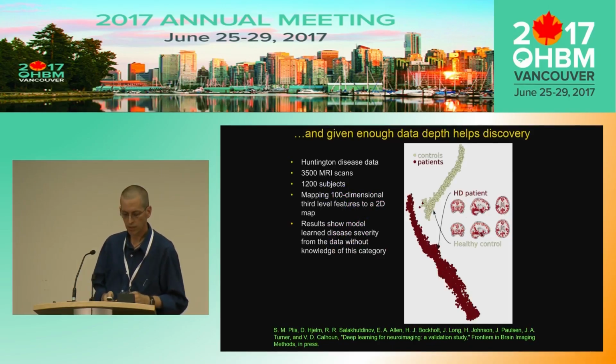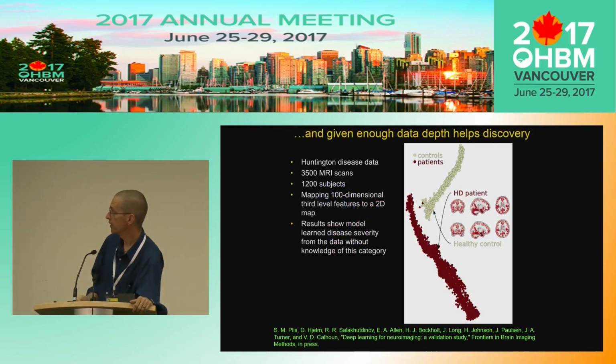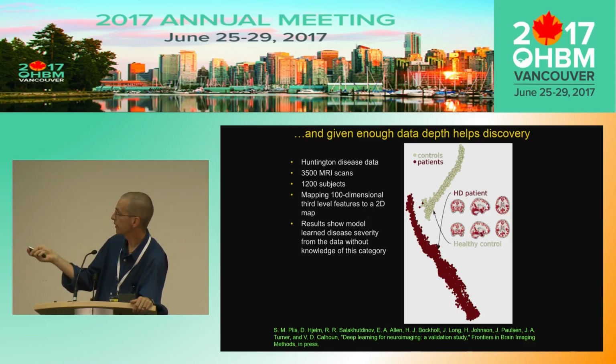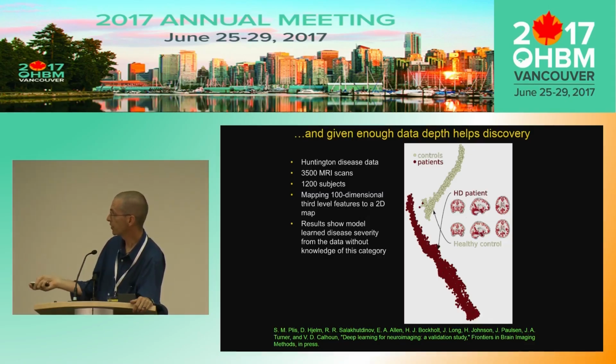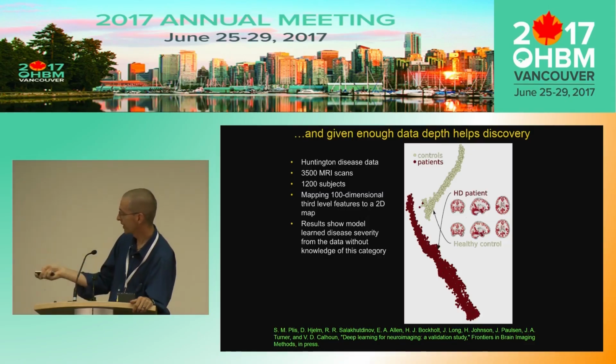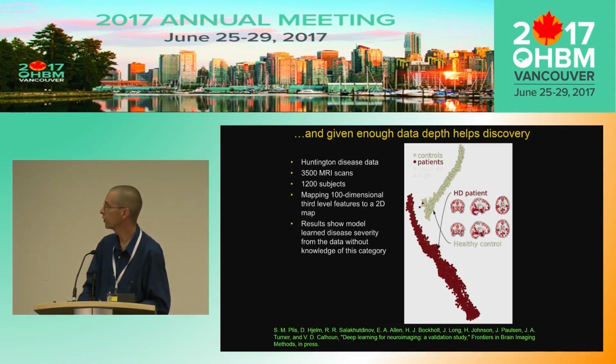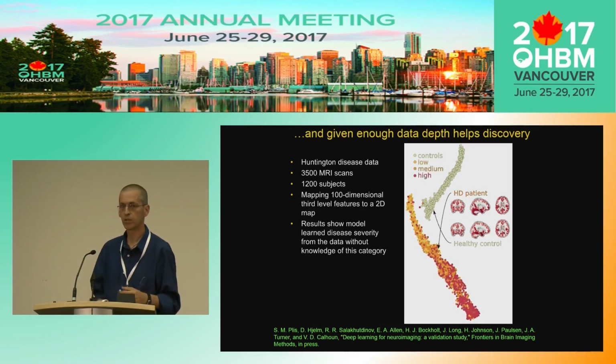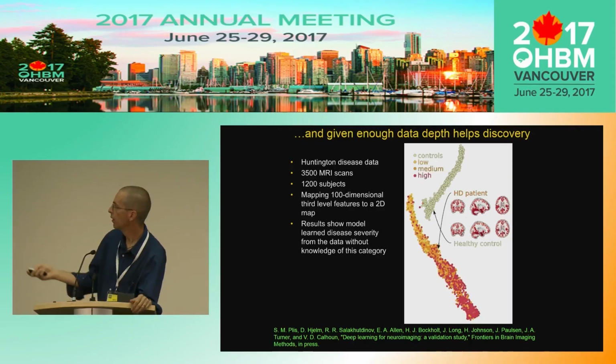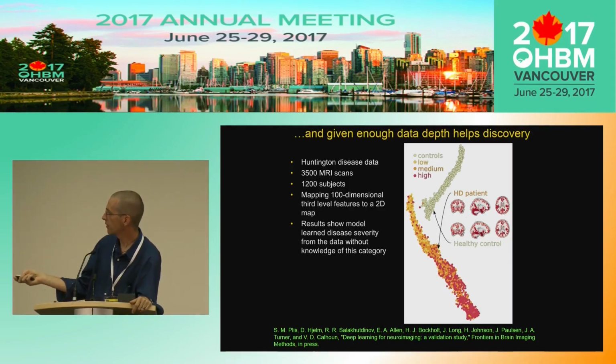But that's not the only goal that we could have. This is a similar gray matter data set from a Huntington study. So we have 3,500 MRI scans. And we've basically separated the controls from the patients, and we're representing it in this 2D plot. And then if we go back and we color code for disease severity, which the model knew nothing about, you can see this nice gradient here where the least severe are on this side and the most severe are on this side.